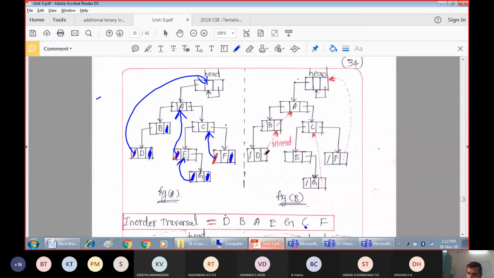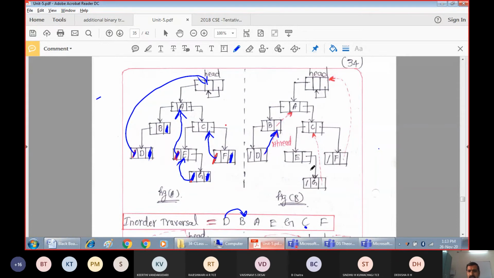Now the right link of D is null. Instead of storing null, make it point to the in order successor. What is the successor of D in the in order traversal? You see the in order traversal, which is the node which is coming after D. After D, B is coming. That means D should point to B. That is the R thread. D should point to B.